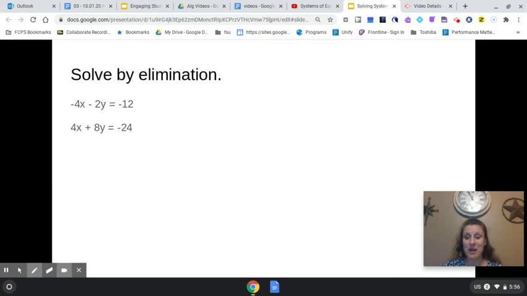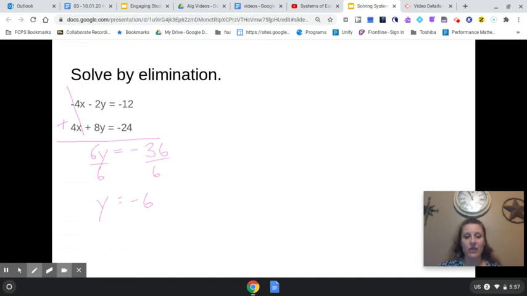And hopefully we notice right away that the coefficient of x on the first equation is negative 4, and on the second equation is positive 4. So we already have opposite integers, so we don't need to multiply by anything. Let's just add these two equations together. Negative 4x plus 4x, they eliminate. Negative 2y plus 8y gives us 6y. And negative 12 plus negative 24 gives us negative 36. Dividing both sides of the equation by 6, we get y equals -6.